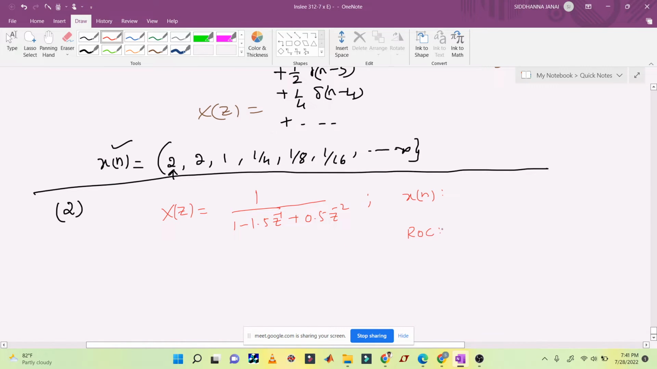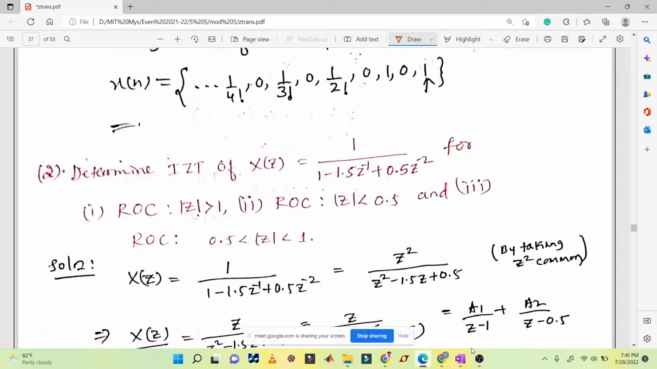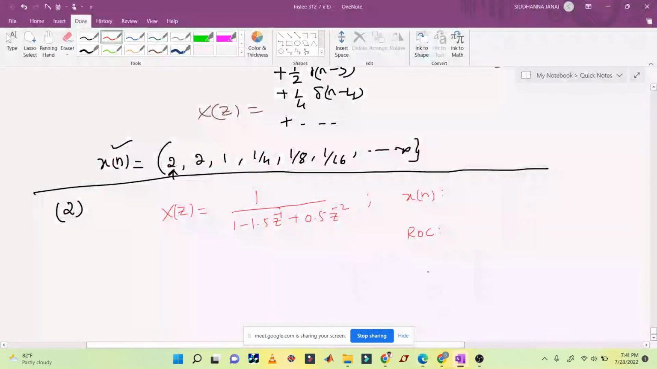ROC of the x of n should be: z greater than 1, z less than 0.5, z greater than 1. This is the first sequence we need to find out. ROC z less than 0.5, and the third one is ROC z greater than 1 but less than 0.5.